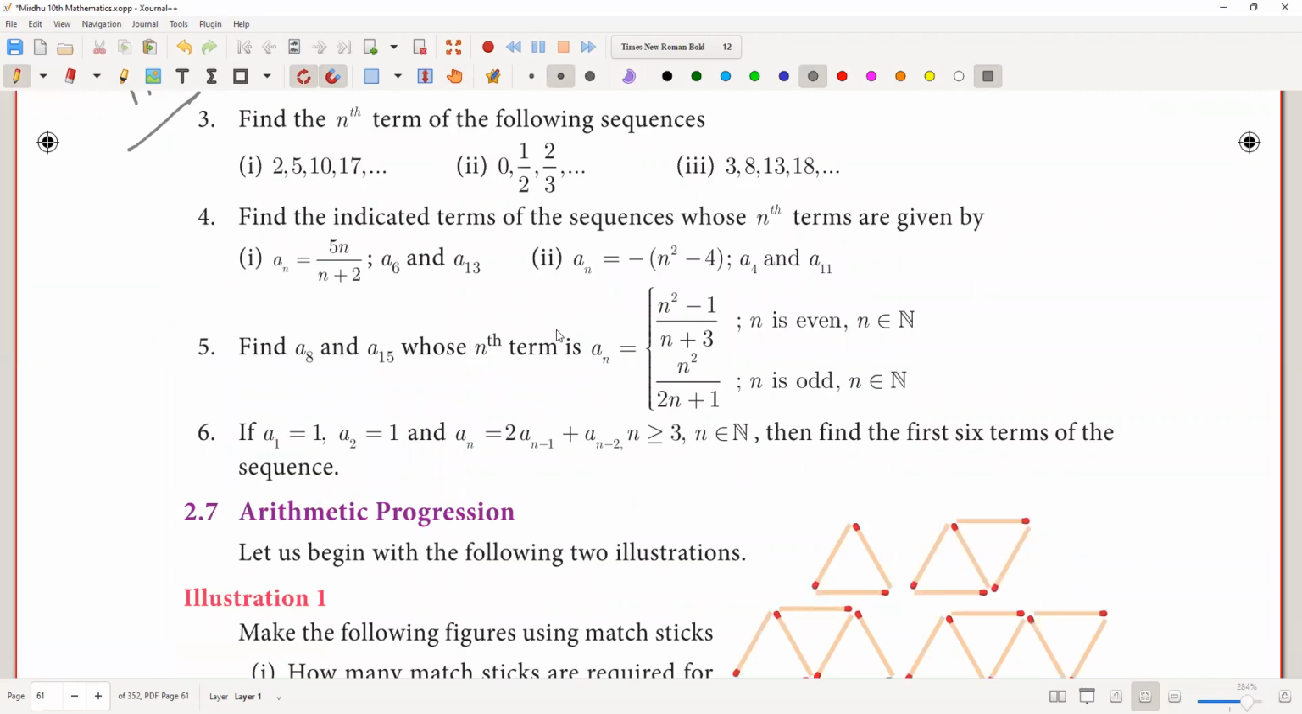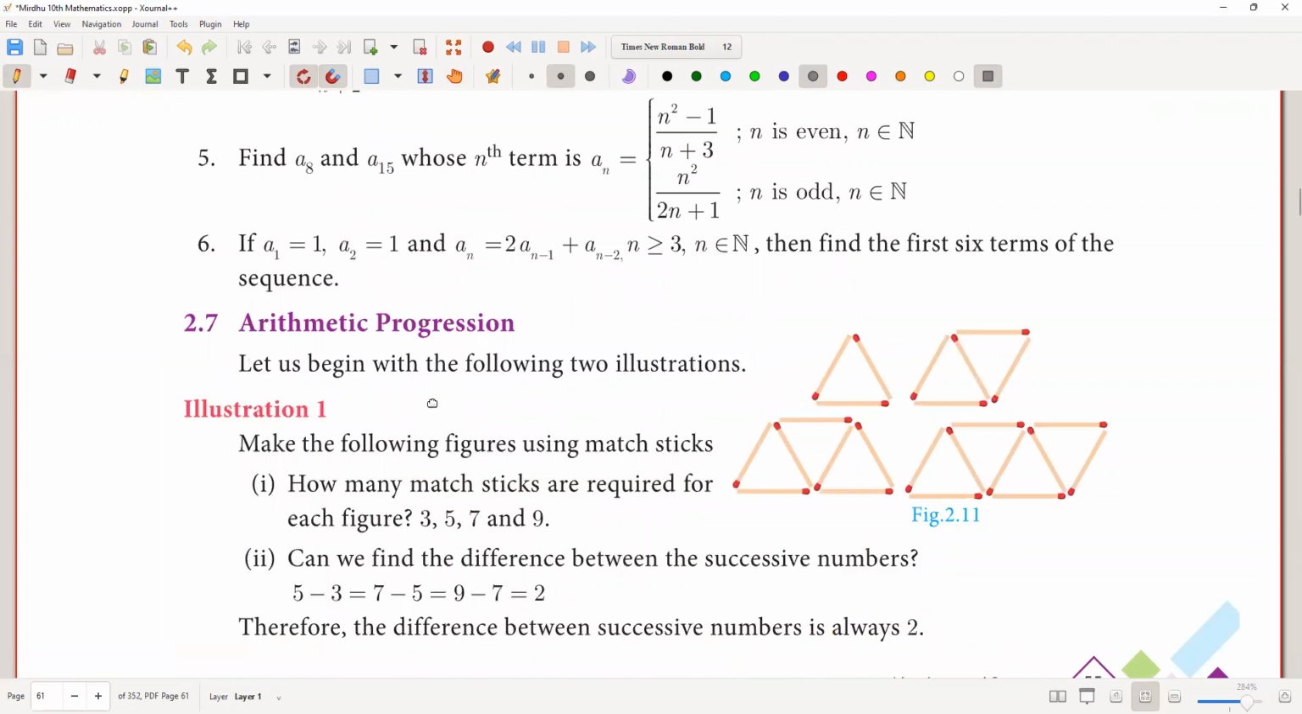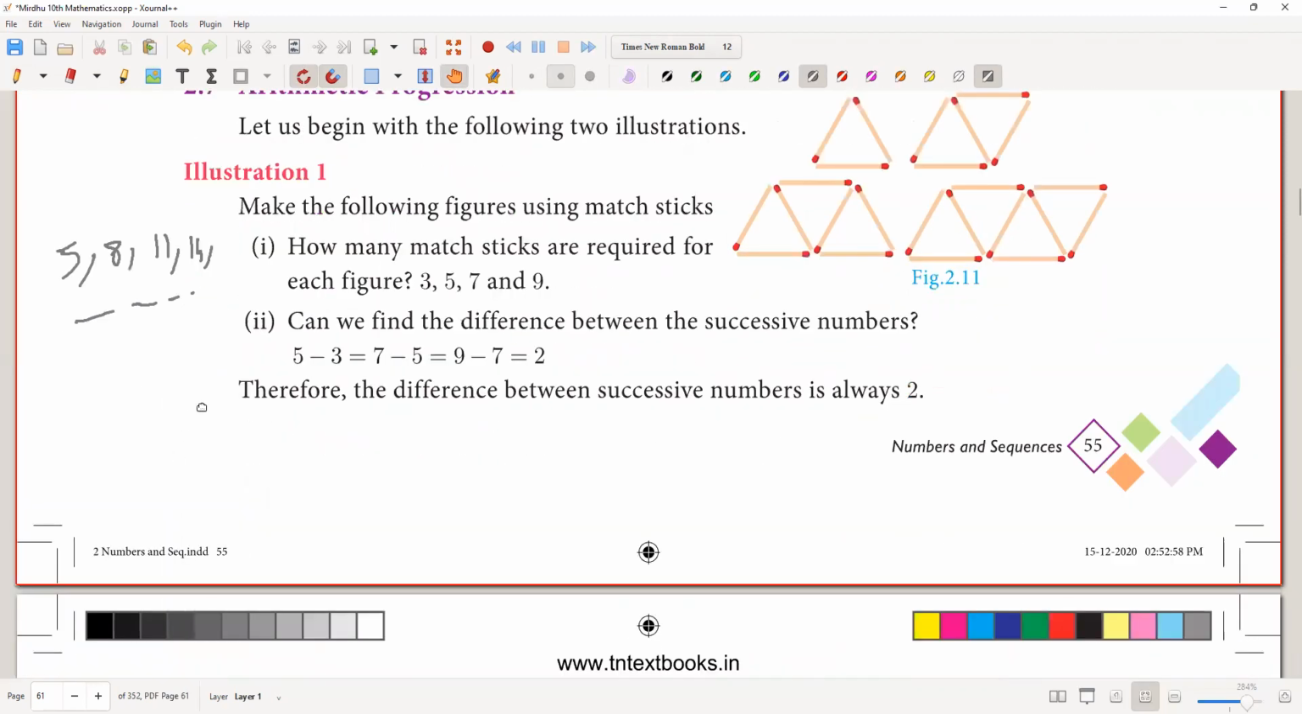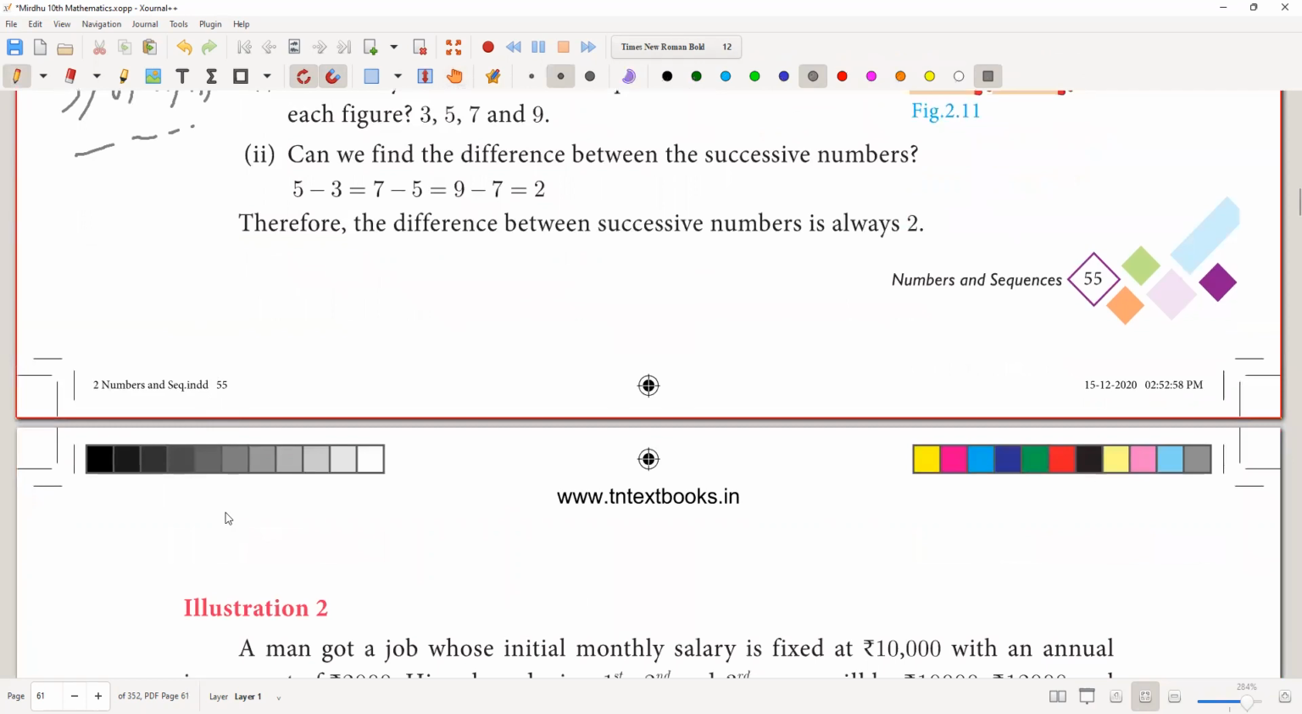AP, a very, very important topic. Like I already told, there's a first term, 5. If you want to add any number to this, 3. So plus 3 is 8, 11, 14, goes on. All right.